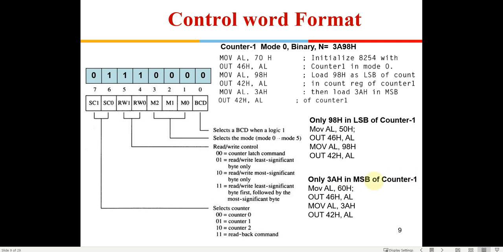If you want to do that, then these 2 bits will become 1 0, which corresponds to 60H. The control word will become 60 accordingly, and then you write an OUT command and then MOV AL, 3A. Since you have programmed it for MSB, when I write an OUT command, whatever data is available in the AL register goes into the MSB byte of the counter, because you have programmed it accordingly. So this is how we program these counters.